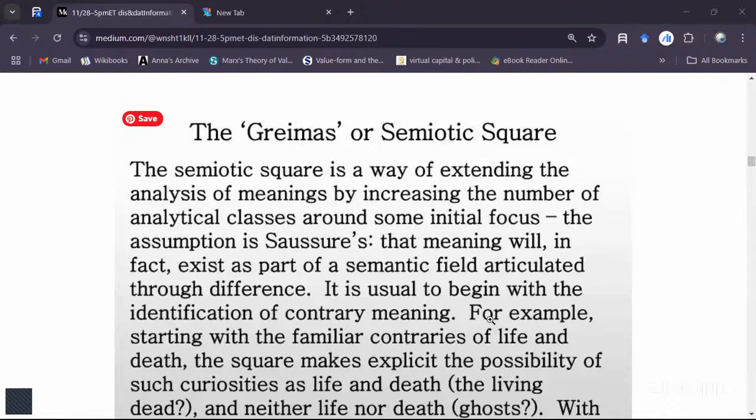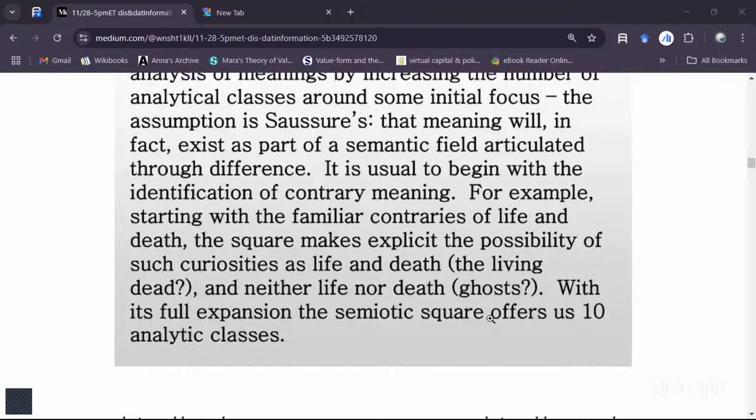Anyway, it's usual to begin with the identification of contrary meaning. For example, starting with the familiar contraries of life and death, the square makes explicit the possibility of such curiosities as life and death. And then zombies are, of course, a contradiction, and neither life nor death, ghosts. So, without getting into the cultural meaning of zombie films and The Walking Dead, and ghost films and hauntology and all that.